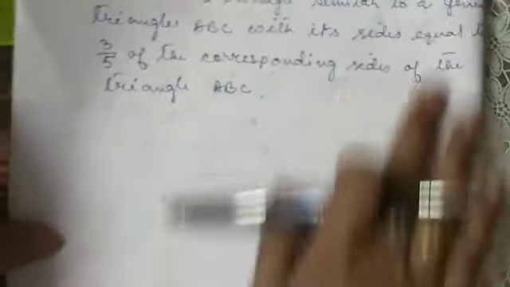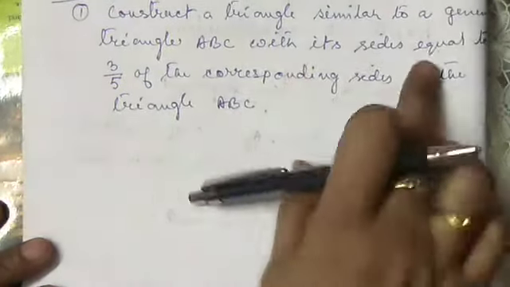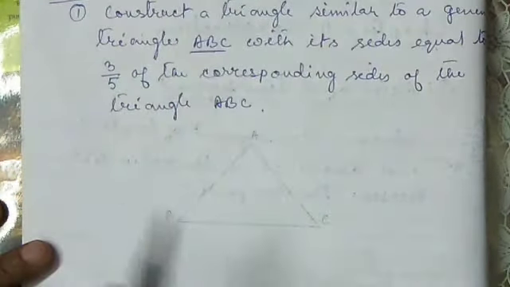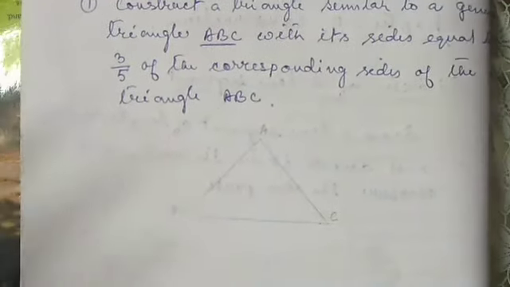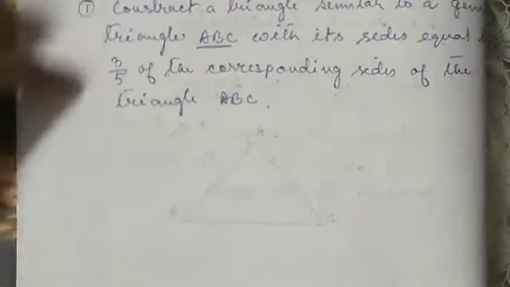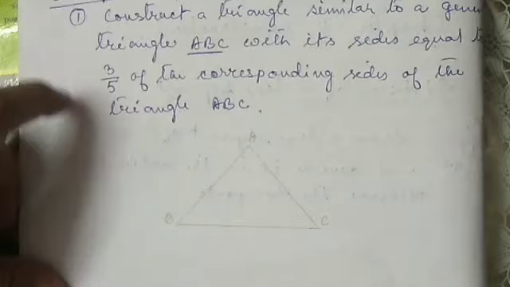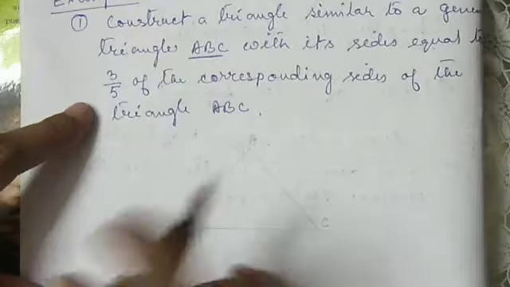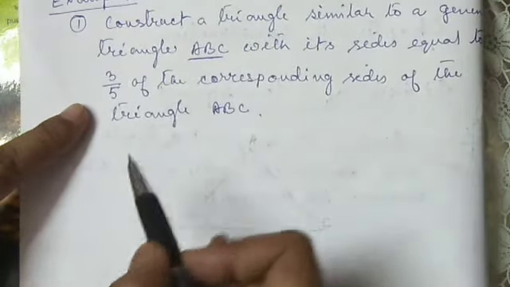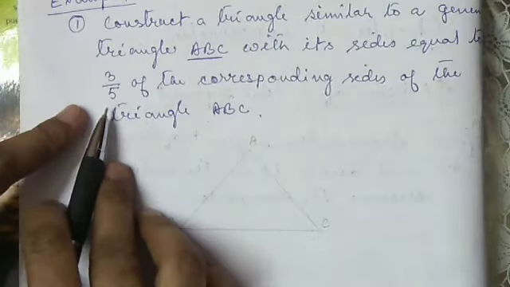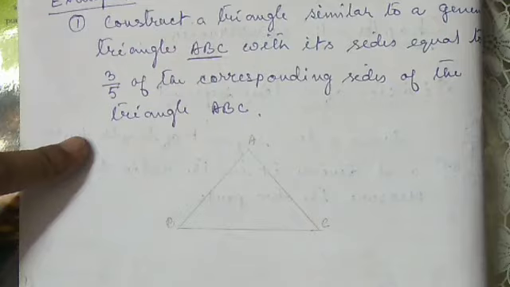Now I'll show you how to construct the triangle of a given measurement. Construct a triangle similar to a given triangle. This triangle is not to be drawn by any given measurement, because no measurement is given for the triangle ABC. So you can make it anyways. I have made a triangle ABC, and you need to make another triangle with the sides equal to 3/5 of the corresponding sides. What is to be done?